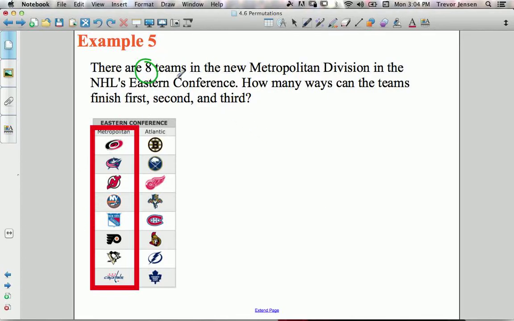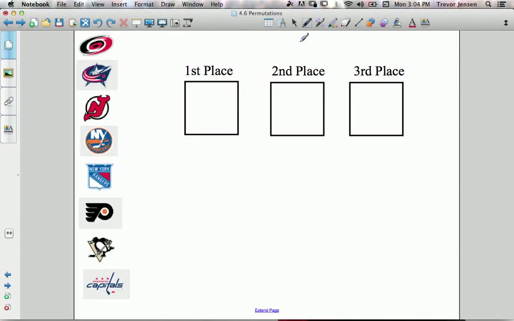Now, how the NHL works is the top 3 teams from each division will make the playoffs, plus 2 wildcards. Let's not worry about the wildcards for now. The top 3 teams from each division make it into the playoffs. So let's figure out how many ways the teams in the Metropolitan Division, keep in mind there are 8 teams here, could finish first, second, and third. So how many ways could these 8 teams be arranged into the first, second, and third rankings?